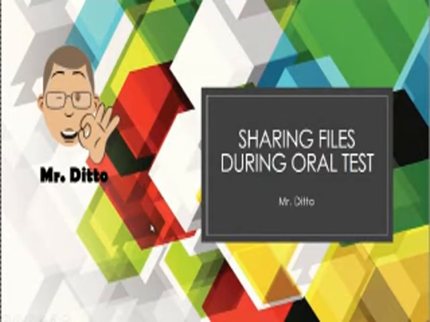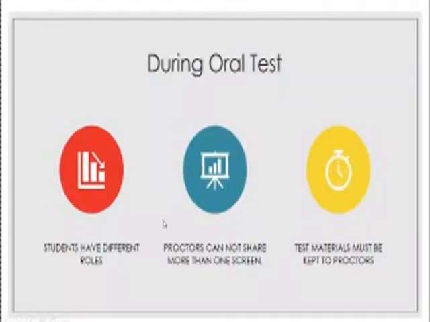And in this segment, I'm going to talk about how I share files during oral tests. Let's talk about the things that proctors must do during oral tests. One is that each student has different roles. Some of them will have to do the test as student A, the others as student B, and sometimes student C. So there can be three different files that students have to get during the oral test.